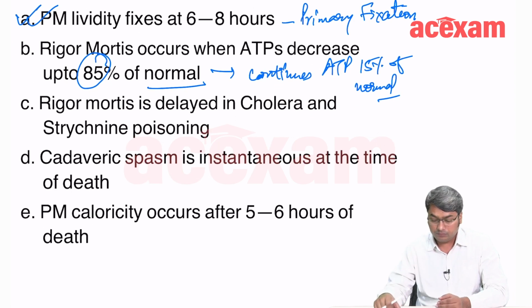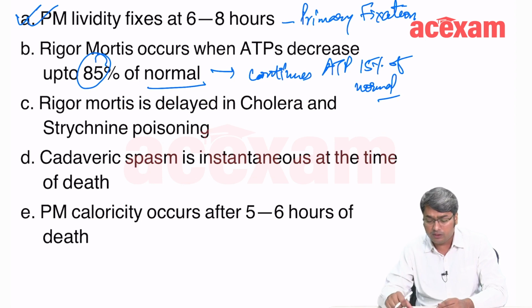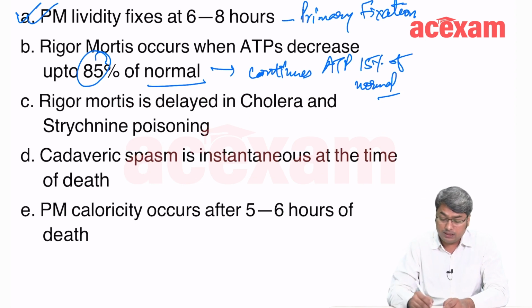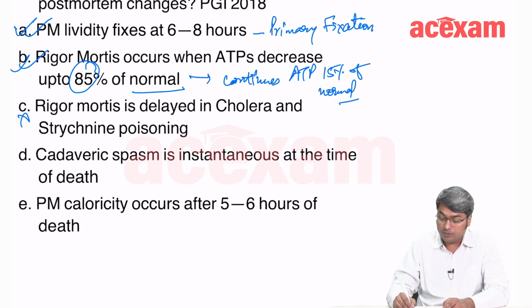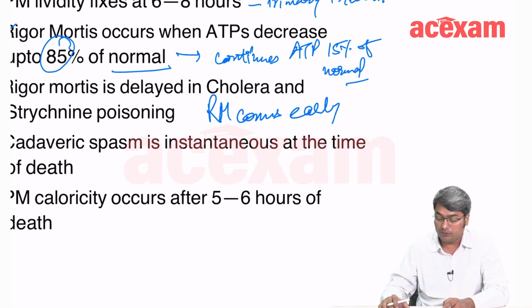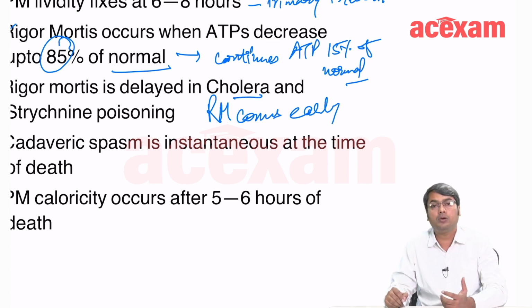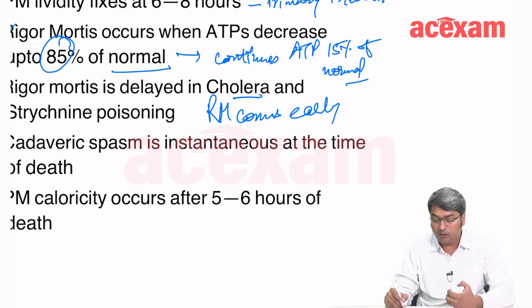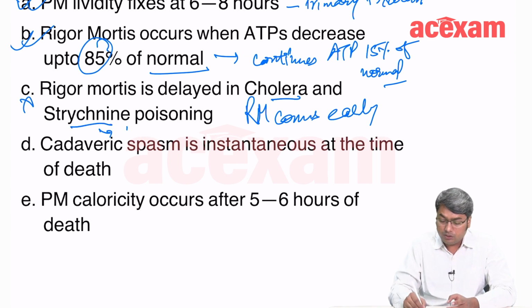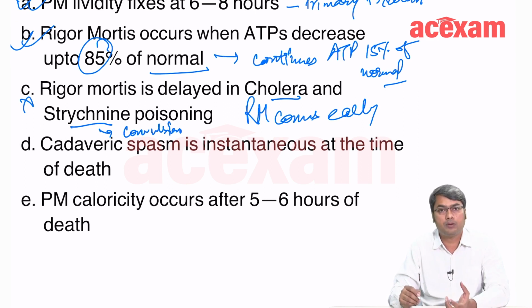Okay. Next, rigor mortis is delayed in cholera and strychnine poisoning. No, rigor mortis is not delayed. It rather comes early. Rigor mortis comes early in cholera and strychnine poisoning. Why? Because in cholera the ATP of the body has already been depleted, because this is a wasting disease, and the person is already in a disease condition. And next, in strychnine poisoning, as there are already convulsions, most of the muscles' ATP is already destroyed. So, that is why rigor mortis comes early in both these situations.